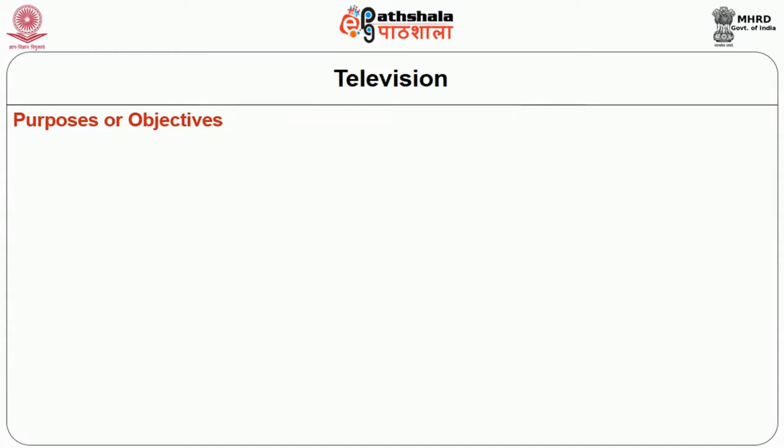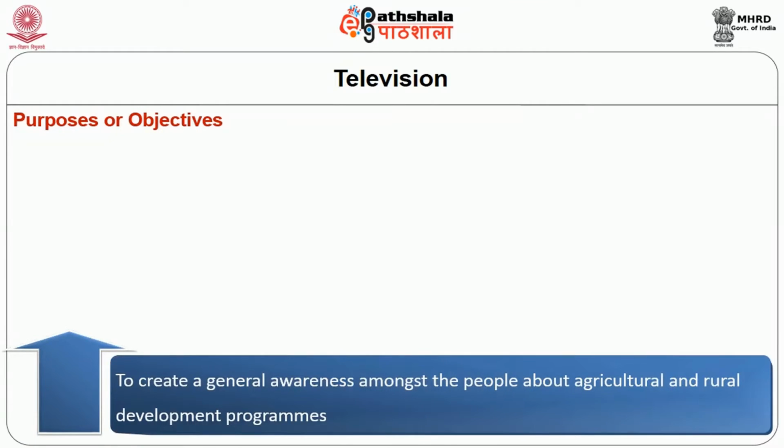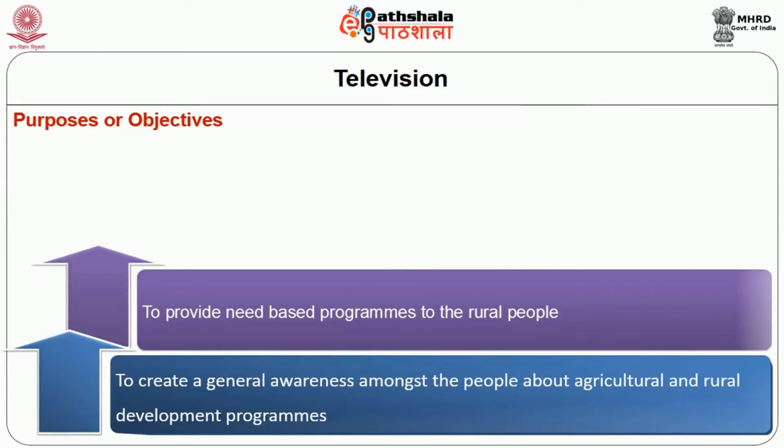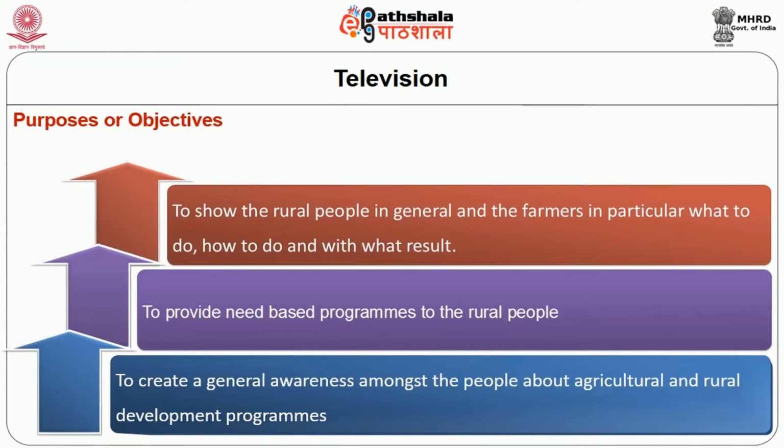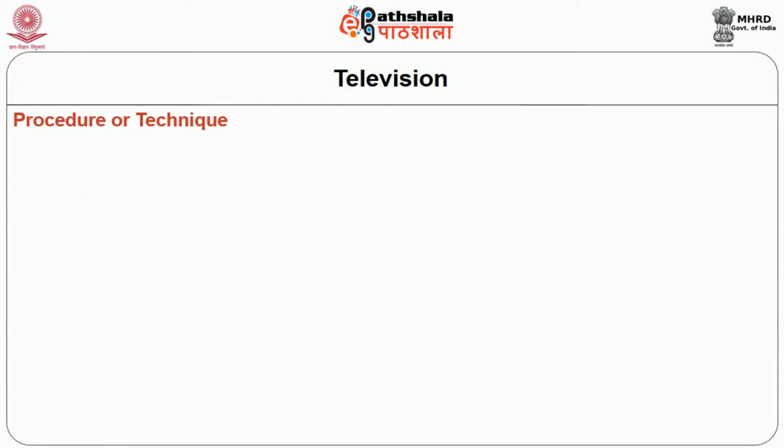So what is the purpose or objective of using television programs? Number one, to create a general awareness among the people about agriculture and rural development programs. Number two, to provide need-based programs to the rural people. Number three, to show the rural people in general and the farmers in particular what to do, how to do, and with what results. Next, we will see the procedure or techniques while preparing for the TV program.